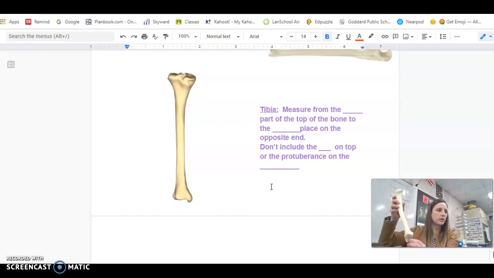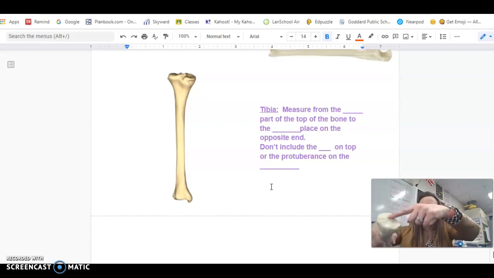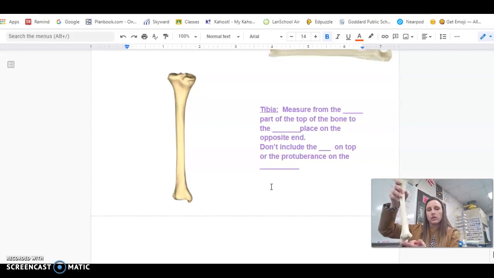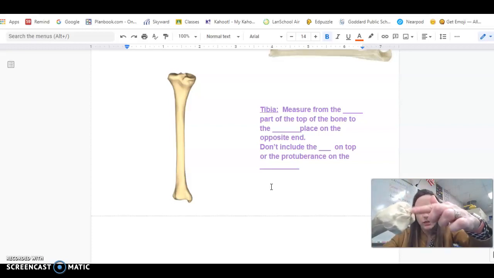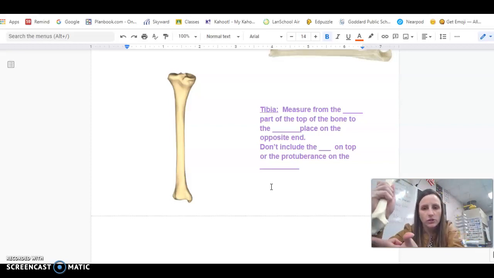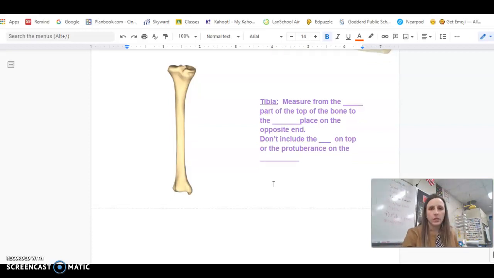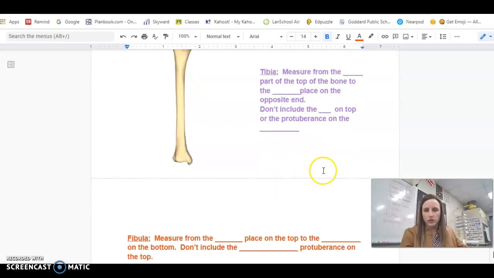Okay, but guess what? We're not going to include this ridge on the top or the protuberance on the bottom. So don't include this ridge part. Oh, I feel like I can't point at it. Okay, we're just doing this, and we're not going to do this. Okay, so that's the tibia. So we're not going to include the ridge on the top or the protuberance on the bottom.